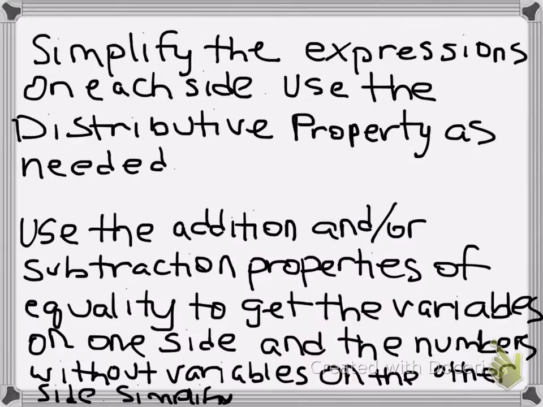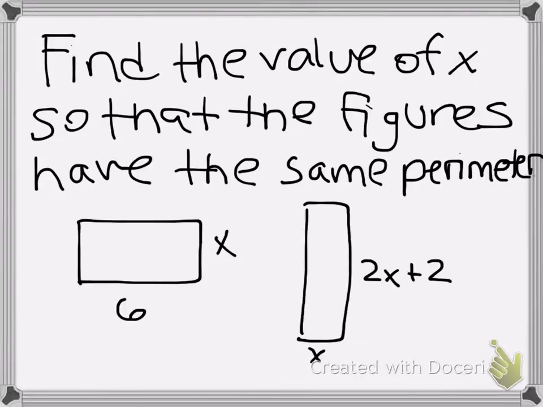So here's our steps again. You hopefully have written those down in your notes under key concepts. Now we're going to do a little bit different of a problem, thinking about perimeter of a figure. So perimeter of any figure, you have to add up all the sides. If I'm to find the value of x so that the figures have the same perimeter, I'm going to need to find the perimeter of one of the figures and put it equal to the perimeter of the other figure, and that will help me to solve for x.